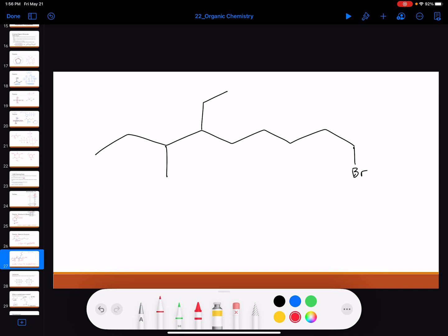Okay, so I'm looking for my longest chain. 1, 2, 3, 4, 5, 6, 7, 8, 9 carbons. So that's another nonane. Okay, then I've got substituents. What substituents do I have? Well, bromine is a bromo group. This is a 1-carbon chain, so that is called a methyl group. This is a 2-carbon chain, so that's an ethyl group. Okay, so that's going to tell me what order to put them in, right? Bromo is going to be first, then ethyl, then methyl.